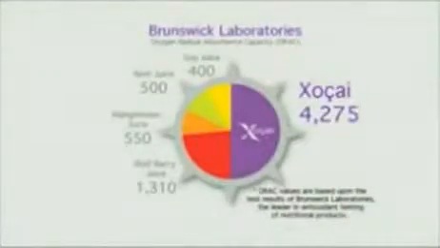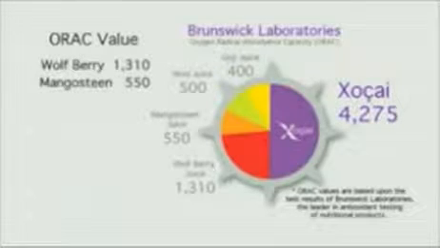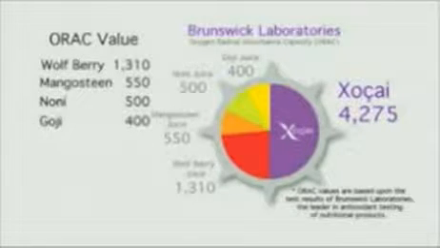So here's a report. This is from Brunswick Labs. And according to Brunswick Laboratories, this is the independent laboratory that evaluates ORAC values. Some other berry juices and things that are available, these are what their ORAC values are per ounce. Wolfberry has an ORAC value of 1,310 per ounce. Mangosteen has an ORAC value of 550 per ounce. Noni has an ORAC value of 500 per ounce. And goji is 400 per ounce.